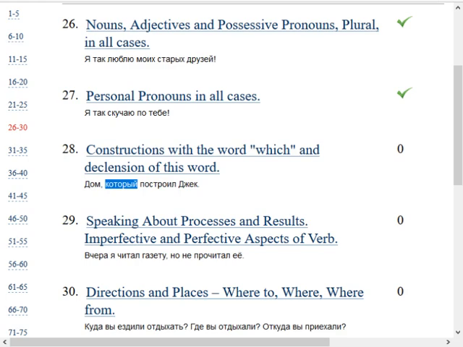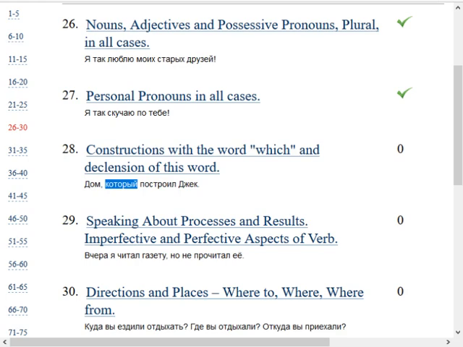The word which, W-H-I-C-H, has two primary meanings in English. First, it has a function as a question, what you call an interrogative function. So you might ask somebody, which pizza do you want? Maybe you have a pizza with ham on it, and then maybe you have a pizza with tomatoes on it, and you say, well, which type of pizza do you want? That's a question word. Then which can also function as a relative word.